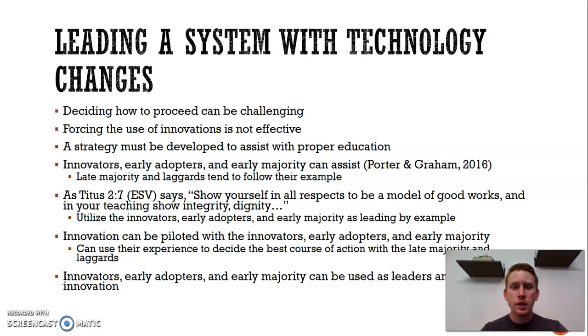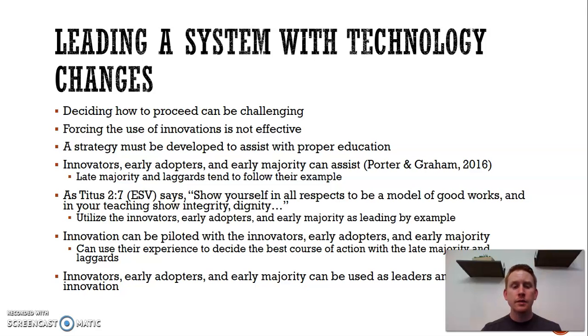Porter and Graham, 2016. The late majority and the laggards tend to follow the example of the innovators, the early adopters, and the early majority. As Titus chapter 2 verse 7 says, "Show yourself in all respects to be a model of good works, and in your teaching show integrity, dignity." One must utilize the innovators, the early adopters, and early majority as leading by example through the adoption process.